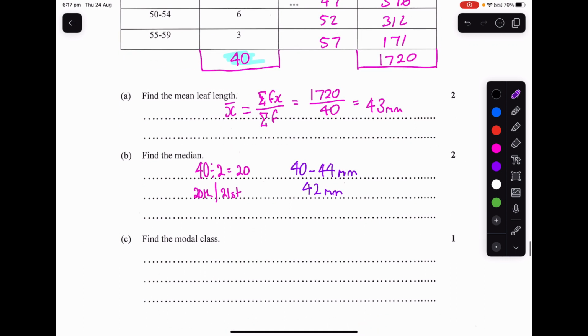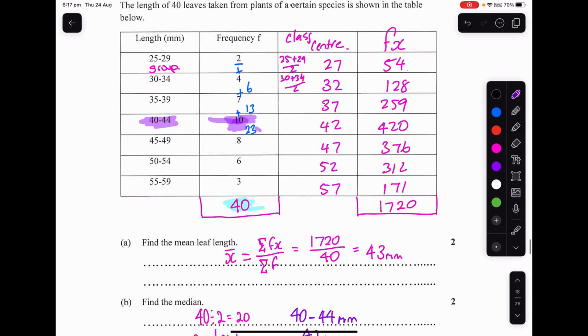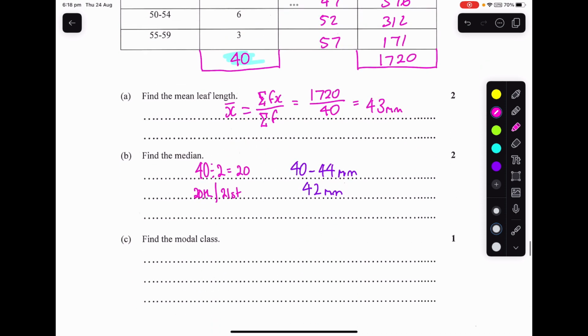Okay, now it says find the modal class. So remember, the modal class is the one with the most frequency. So if we have a look at our classes, the one with the most frequency is going to be the same group anyway, because they've got a frequency of 10. So 40 to 44 is going to be our one again. So 40 to 44 millimeters is our modal class.